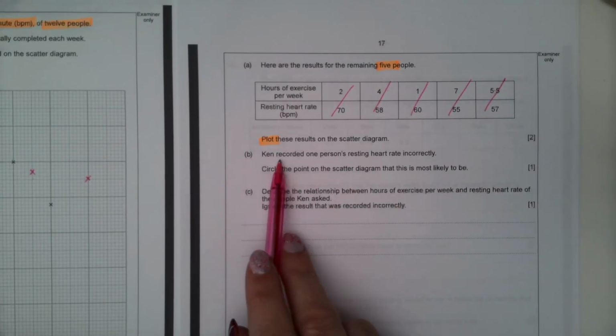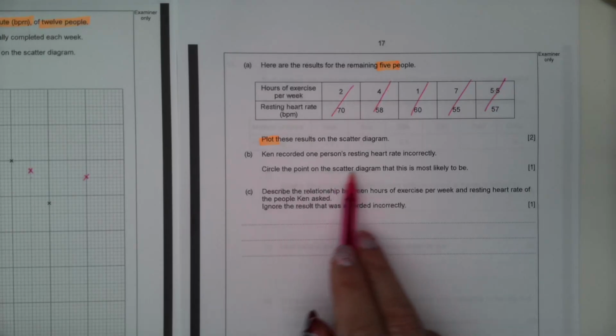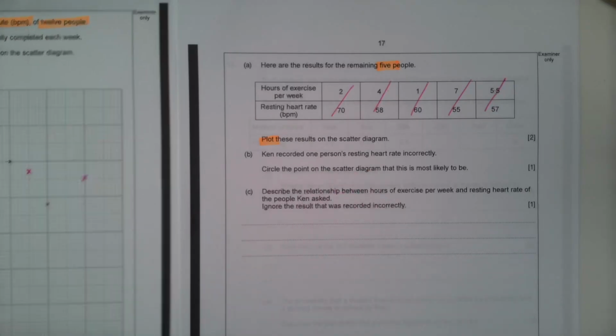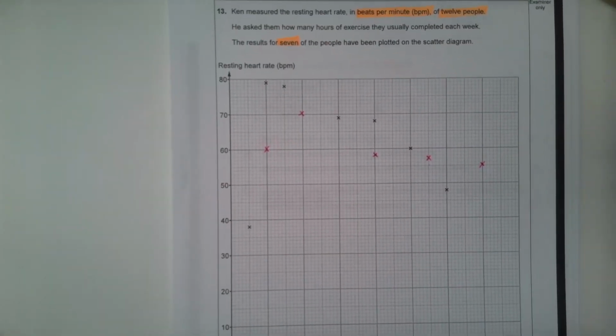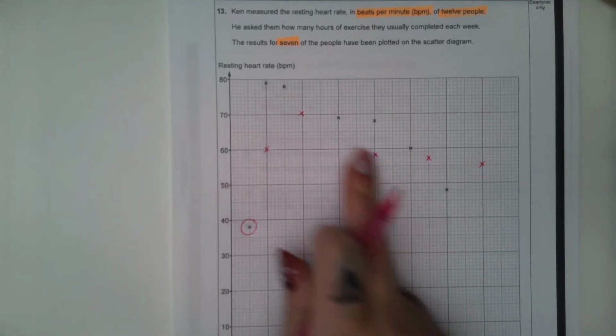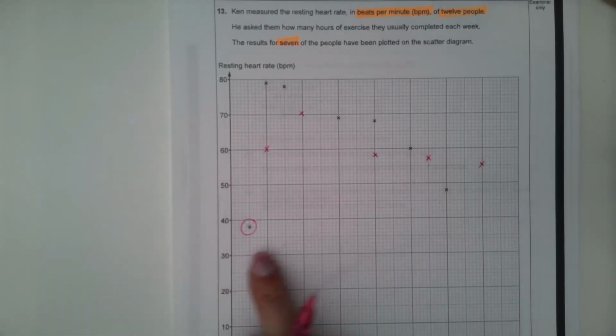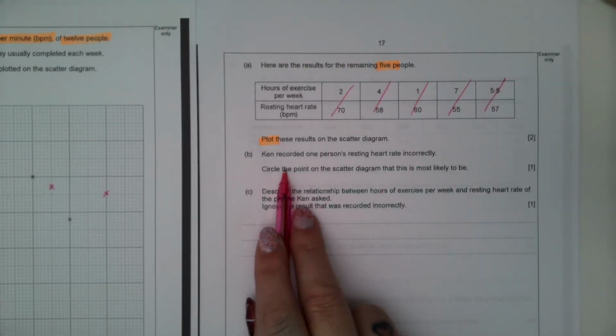Part B. Ken recorded one person's resting heart rate incorrectly. Circle the point on the scatter diagram that this is most likely to be. So if it's been recorded incorrectly, it's likely to be an outlier that's not following the trend of the data. So this point here is not following the trend of the rest of the data. It's too far away, so that would be our outlier here for part B.